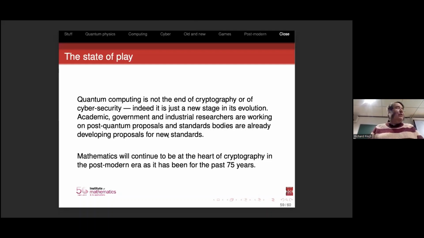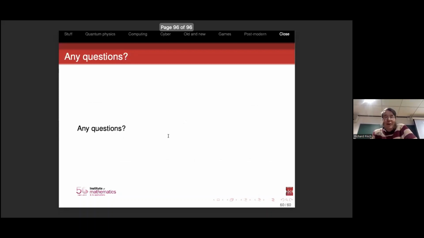So mathematics will continue to be at the heart of this enterprise in the postmodern era, just as it has been since Alan Turing and Tommy Flowers worked together at Bletchley Park, nearly 80 years ago now. Thank you very much. Are there any questions?